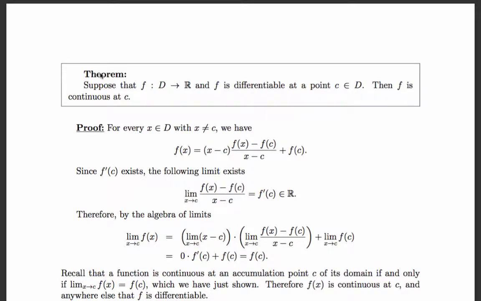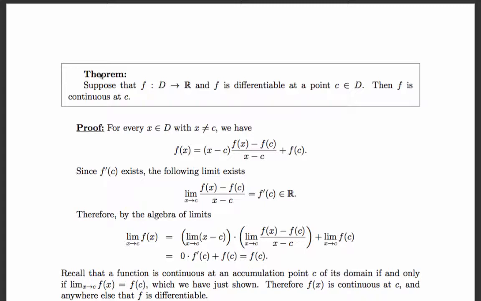Hello everyone, let's analyze. In the last lecture we learned about what differentiability means, which of course we knew before, but now we have a more rigorous tool set to approach the question. What does differentiability have to do with continuity? Well, suppose that f is a mapping from D to R and f is differentiable at some point c in its domain. Then f is continuous at c.